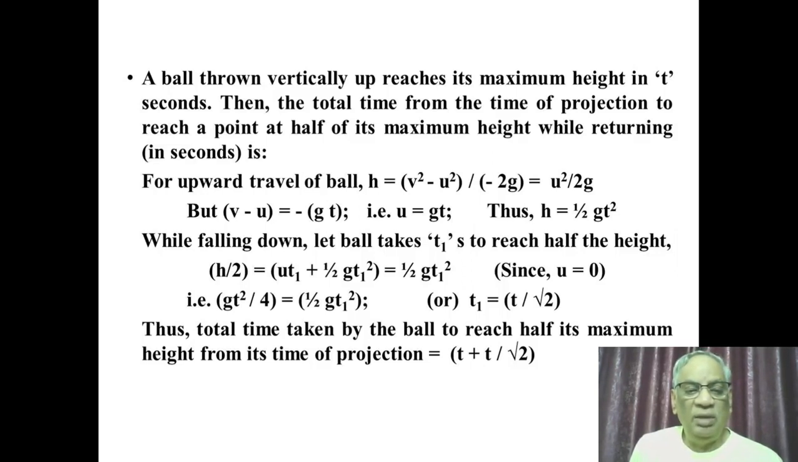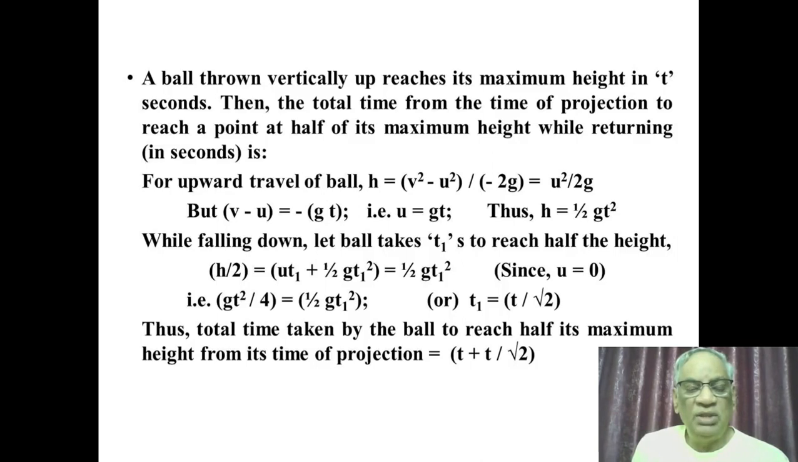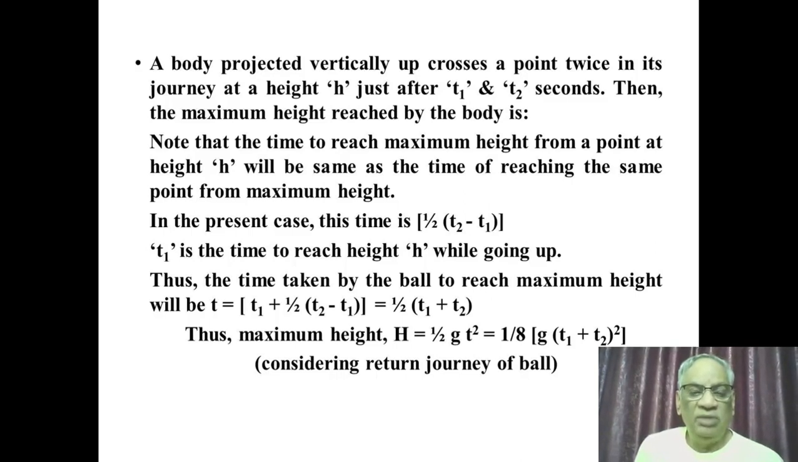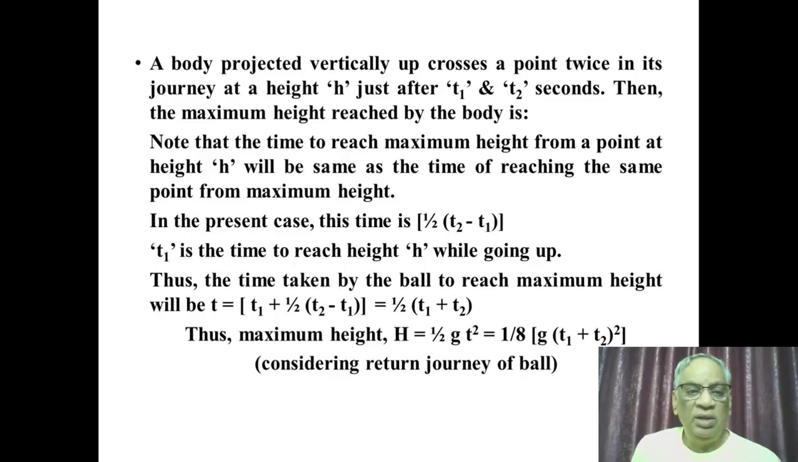So the total time taken by the ball to reach maximum height after its projection is t plus t by root 2 seconds. It depends on the value of t. Now, a body projected vertically up crosses a point twice. If somebody is watching from a floor or balcony, he can see it while it is going up and then while it is coming down. So a similar situation: a body projected vertically up crosses a point twice in its journey at a height h, just after t1 and t2 seconds. Then you have to find out the maximum height reached by the body.